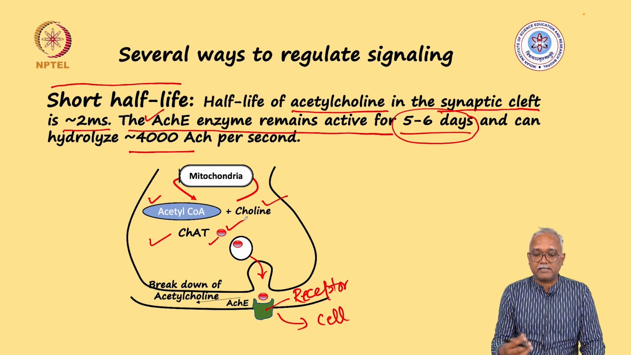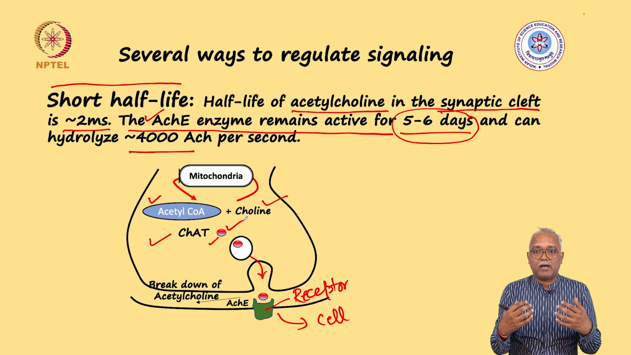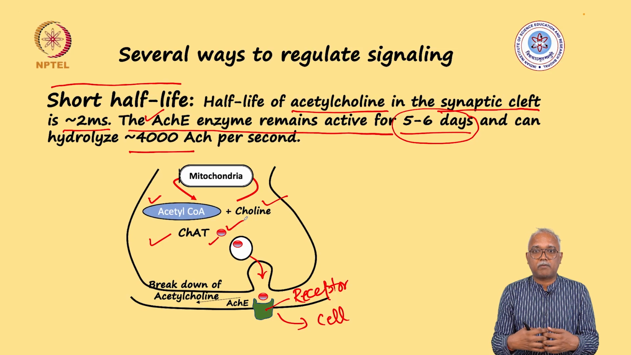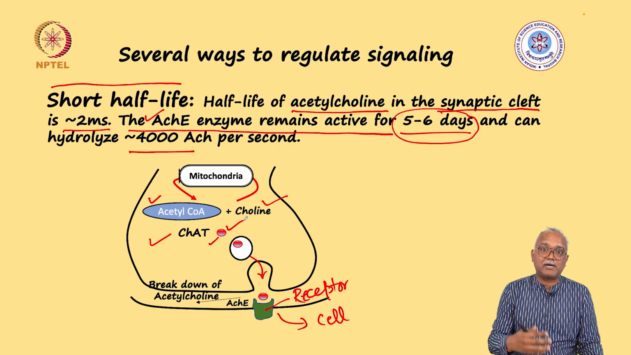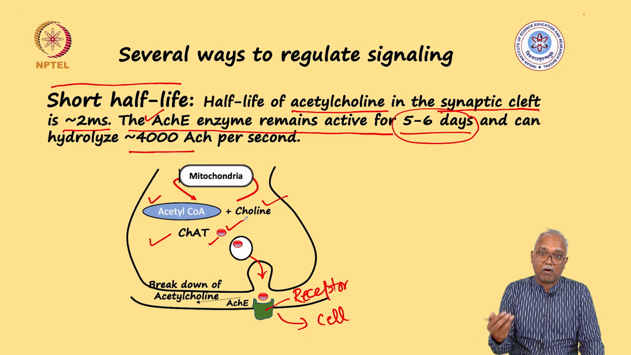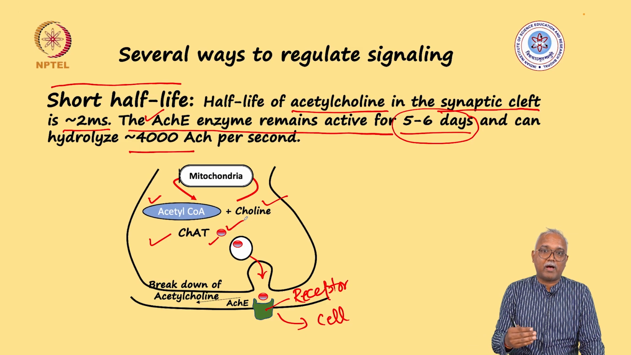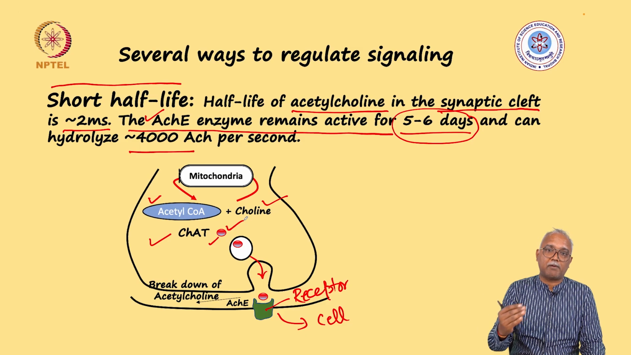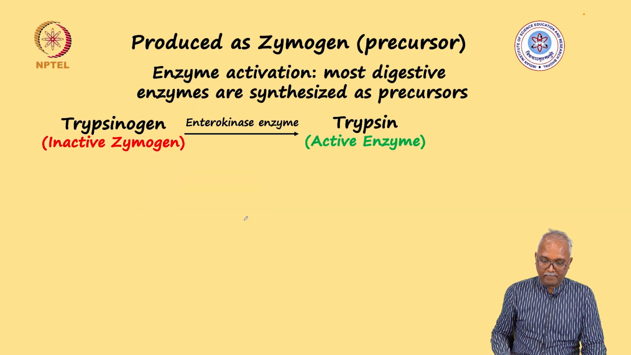You can also consider the availability of signal, in terms of how much it is being produced, as a way to regulate the signaling. If there are fewer signal molecules, the signaling will be poor or may not be present at all. But if you have to have signaling going on, you need many more molecules above a threshold so that signaling can go on further.